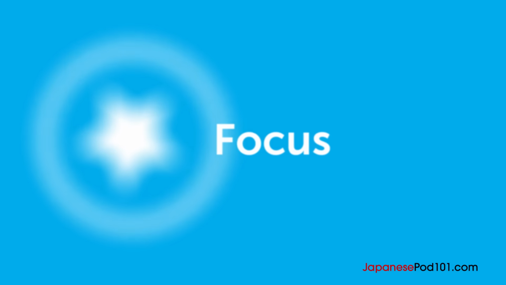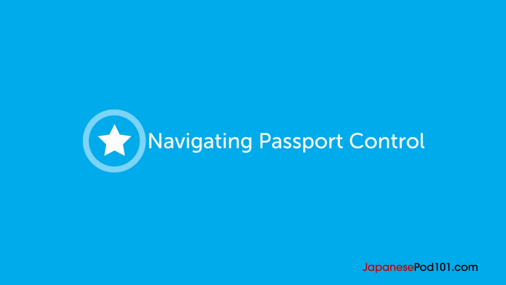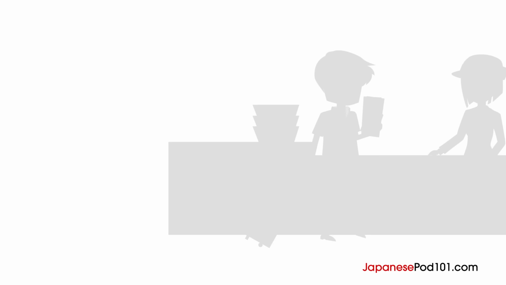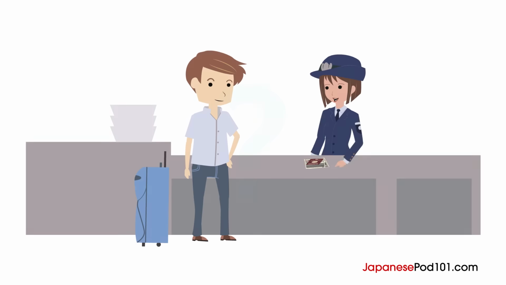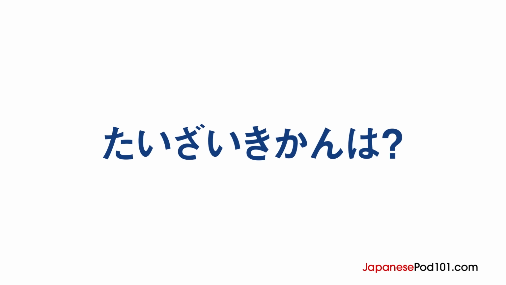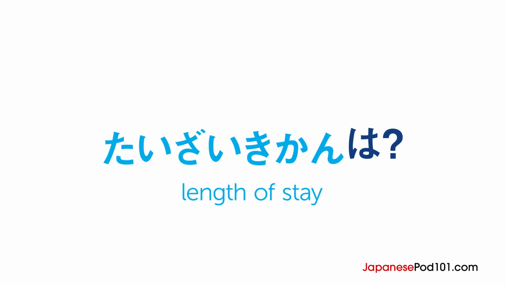Now, the lesson focus. Here's how to navigate passport control. Ready? Do you remember what the first question the immigration officer asked Mark in the video was? 滞在期間は? First is a word meaning length of stay. 滞在期間.